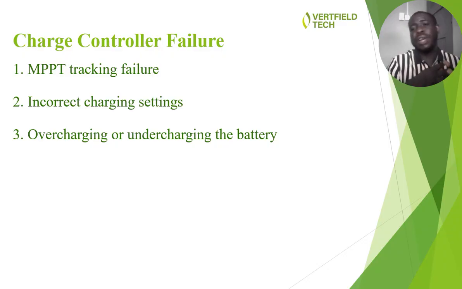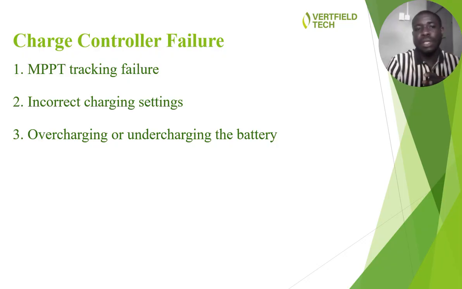So if you have an MPPT tracking failure, it simply means that your solar charge controller is unable to convert most of the energy it receives from the solar panels to charge your batteries. That is what it simply means. So, incorrect charging settings.